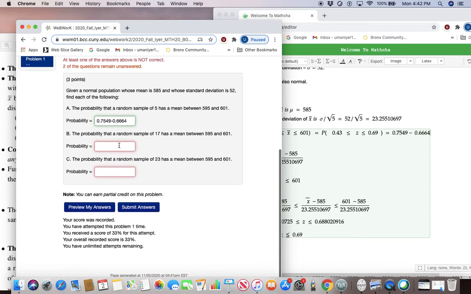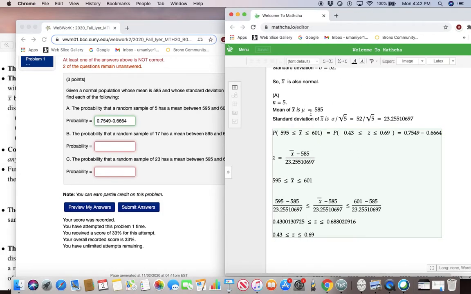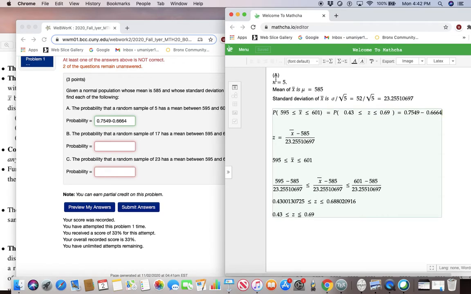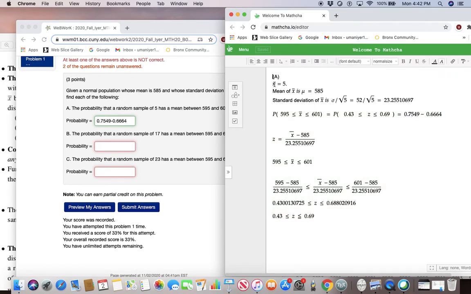It is correct. So now let's try the probability that a random sample of 17 has a mean between these two. All right, 17. So instead of a sample size of 5, we now have a sample size of 17. Let me copy and paste most of this work. Okay, so let's see what I get. This is the B part.